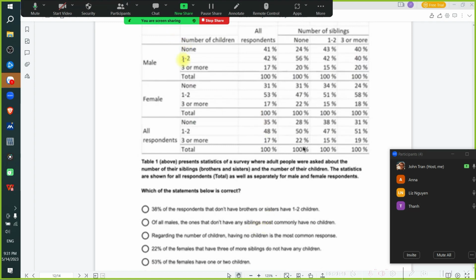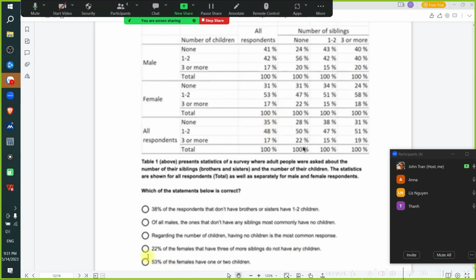Nè các bạn thấy nè, nó tính về số lượng children thì là cái cột này, không có con là cái cột này nè, thì nó là male là 41 nhưng mà có đến 42 nè, female thì là 31 nhưng mà nó có đến 53 trên đây, nó lớn hơn luôn. Thì là cái này all response none là 35 nhưng mà có 1-2 con là 48% lận. Tức là không có children, nó không phải là cái response mà thông dụng nhất. It's not the most common response because look at this number.